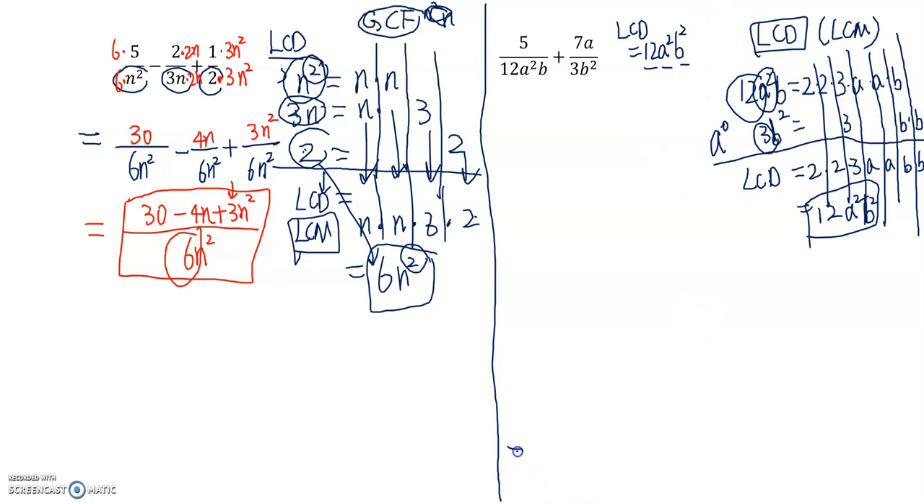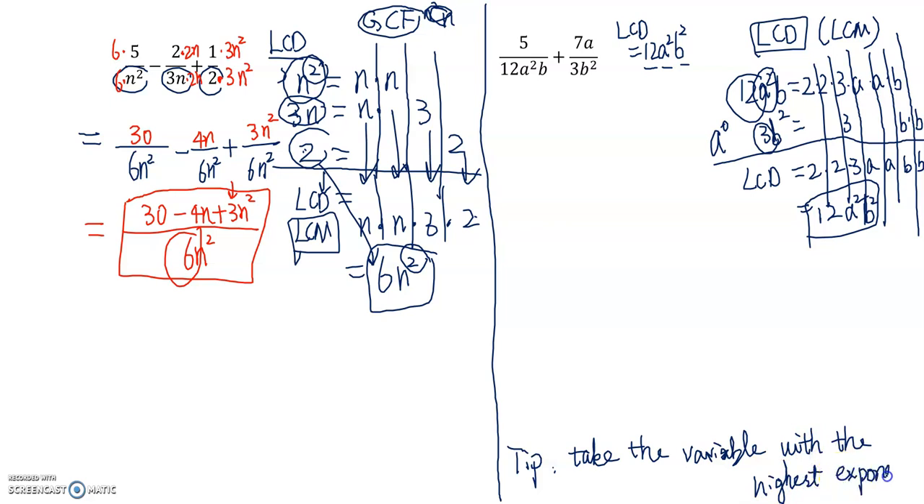So let me put it down here. For the numbers, you would find the LCD the same way. For the variables, you take the variable with the highest exponent. If you have 2, take the higher one. If you have 3, you take the highest exponent. That will save you a little bit of time expanding every exponent.